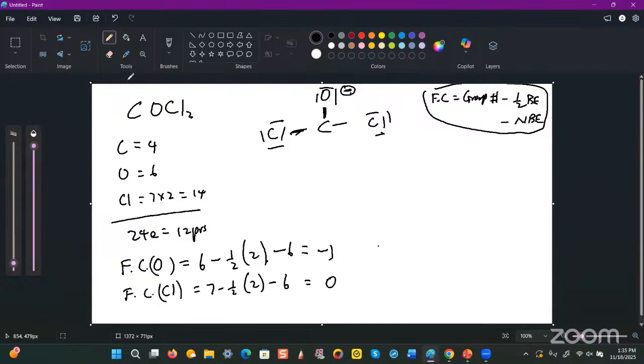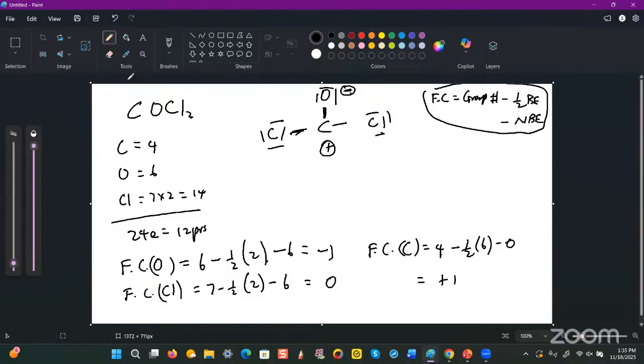Then we get to the formal charge of carbon. In this case, the group number is 4, minus half the total number of bonding electrons, which would be 2, 4, 6, so that's half of 6, minus the number of non-bonding electrons, which would be 0. So that would be 4 minus 3. That's +1. So the carbon here will have a +1 formal charge on it.